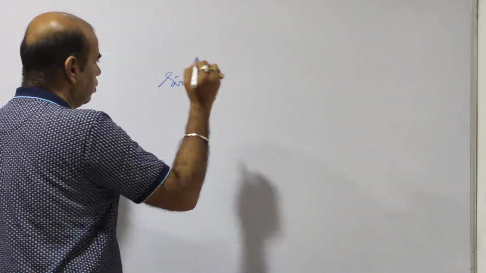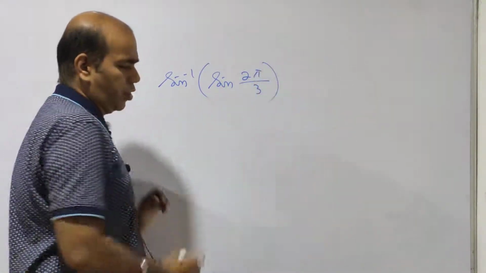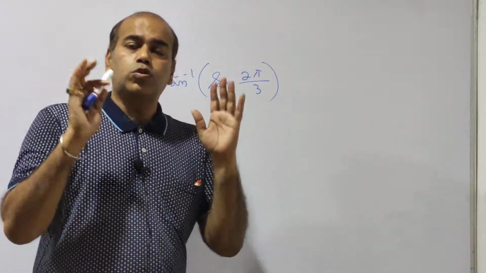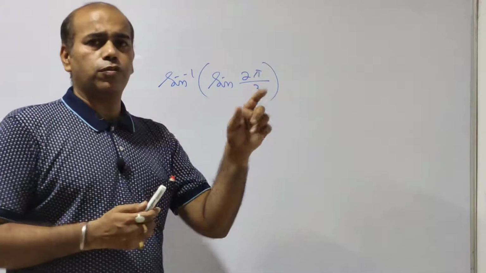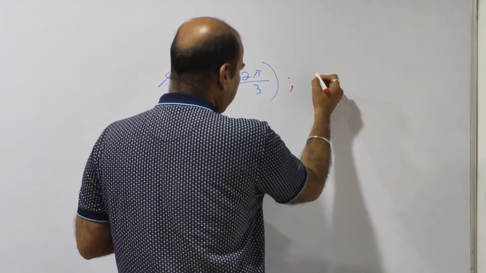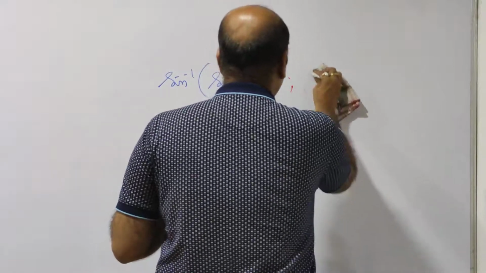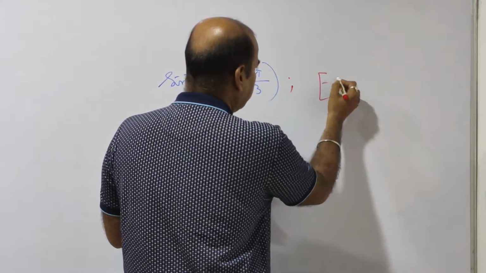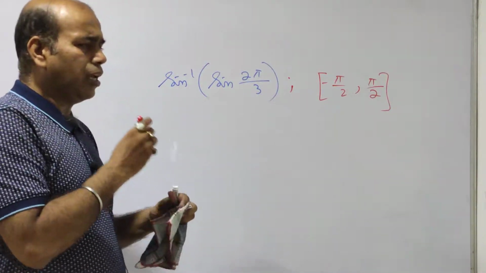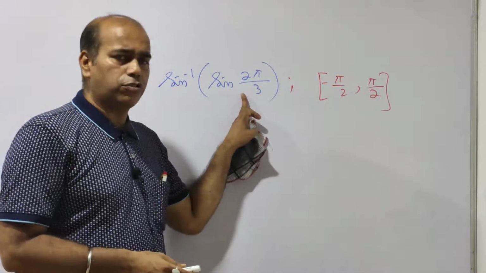The question is sin inverse of sine 2 pi by 3. Now what happens? This 2 pi by 3 is not in the range of sine inverse. So let me write it like this. The range of sine inverse is the closed interval minus pi by 2 to pi by 2. I know the range of sine inverse is minus pi by 2 to pi by 2. But this is 2 pi by 3.